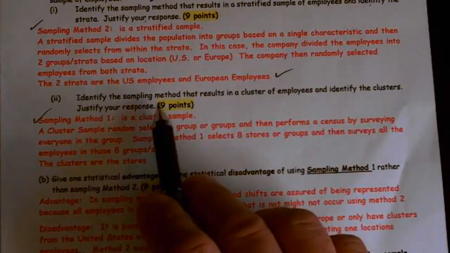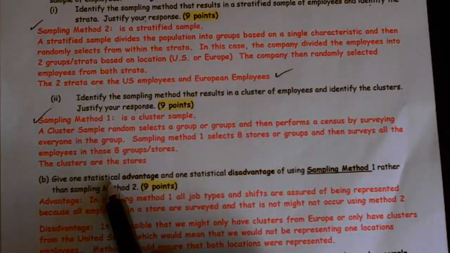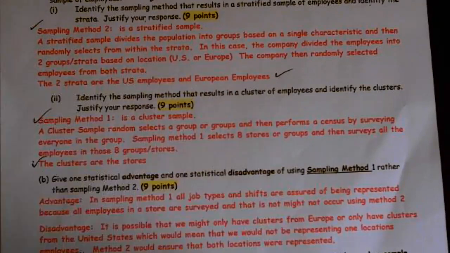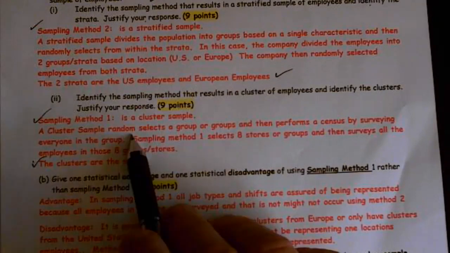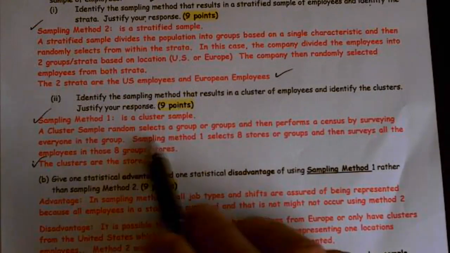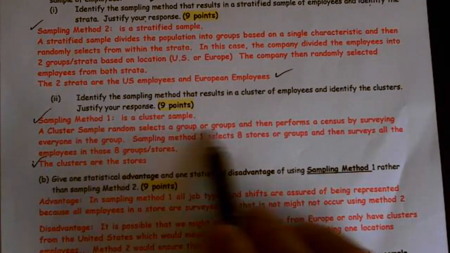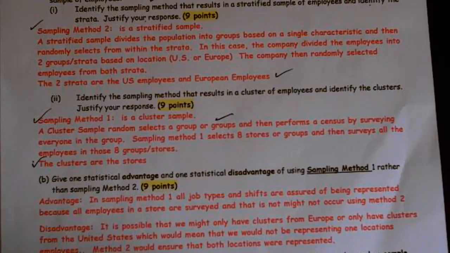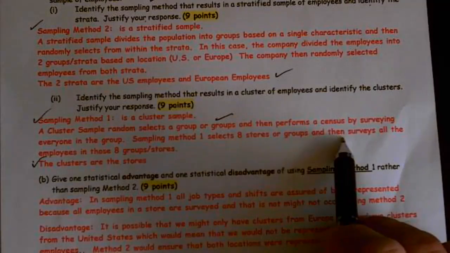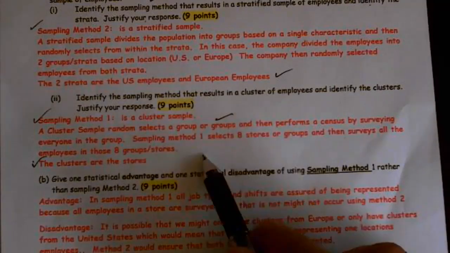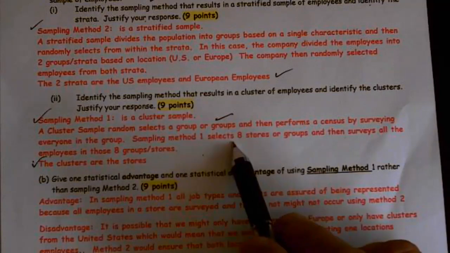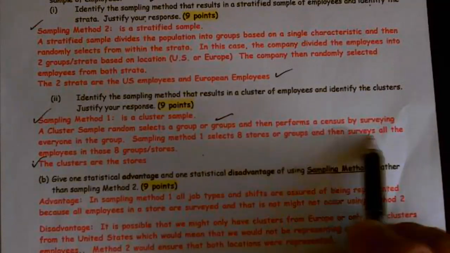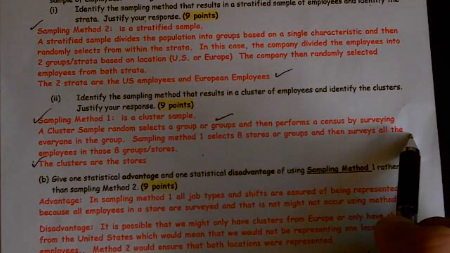So again, we had to have the justification and named clusters. The clusters are the stores. Our justification: a cluster sample is a random sample. A cluster random sample selects a group or groups. In this case, we had 8 groups that were selected, and then performs a census by surveying everyone in the group. Sampling method 1 selects 8 stores and then surveys all the employees in those groups.